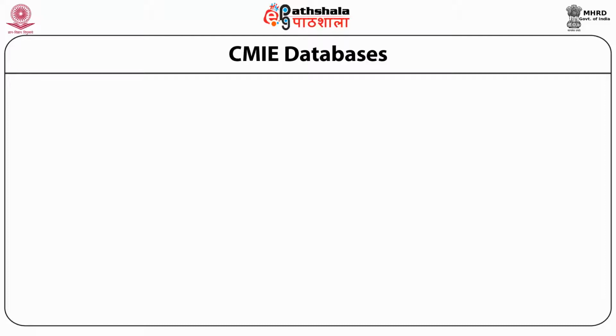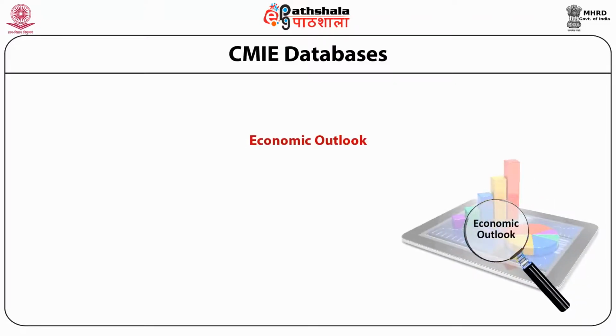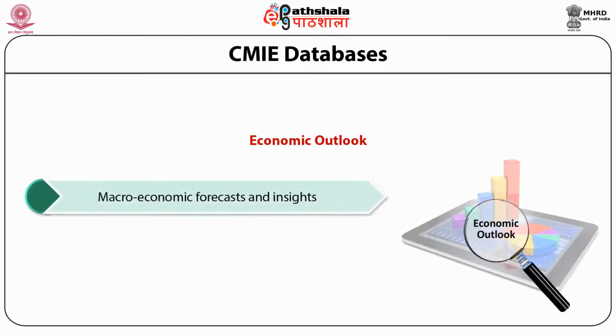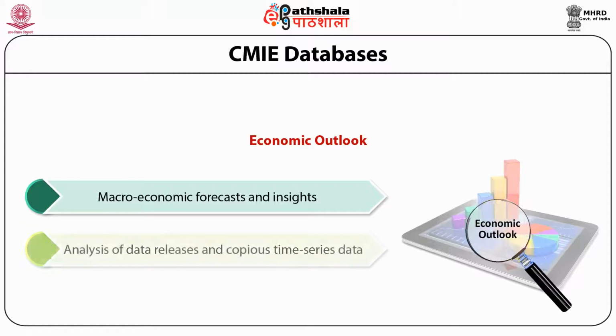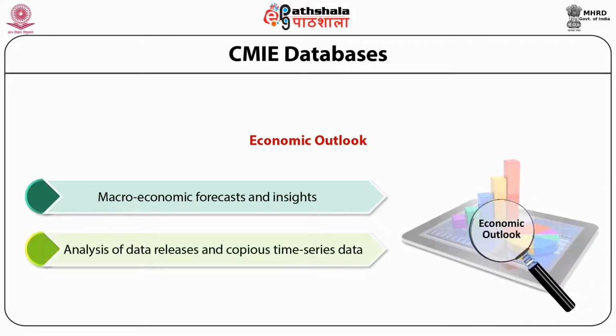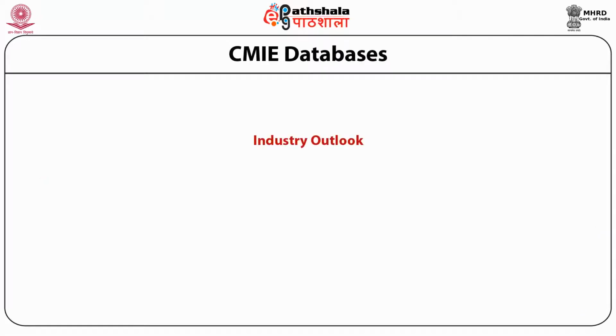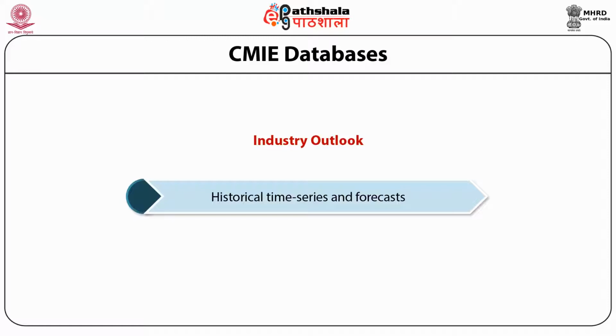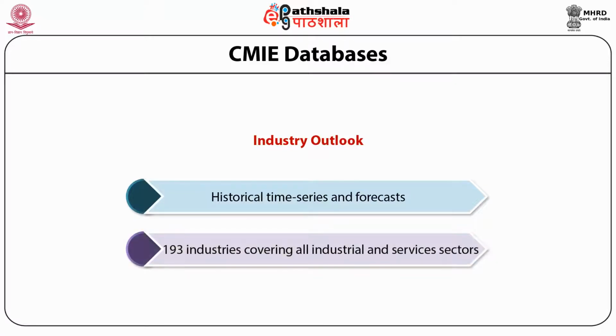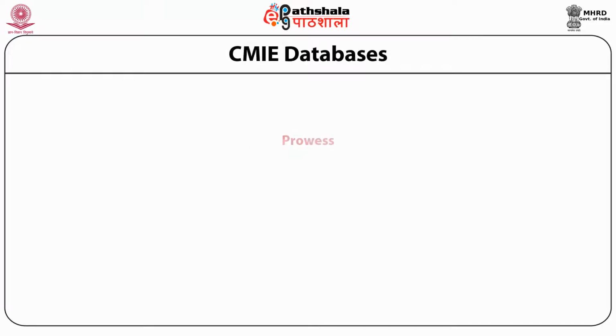CMIE, as stated earlier, brings out several databases. Some of the important databases are as follows. Economic Outlook. Economic Outlook consists of macroeconomic forecasts and insights. It is analysis of data release and copious time series data. Industry Outlook. Industry Outlook provides a historical time series and forecast. It covers 193 industries covering all services sectors.